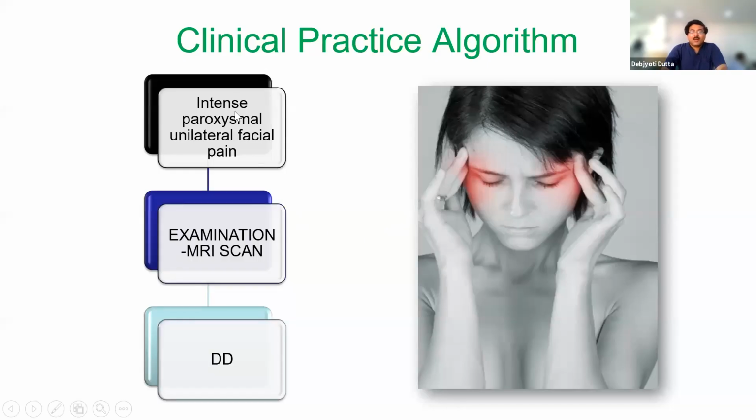Next, coming to the practicing algorithm. Whenever we get patients suspected of trigeminal neuralgia, we should not forget to do an MRI scan with the trigeminal neuralgia protocol. We need to find out whether any apparent vessels are present or not, whether any tumor or CP angle tumor is present or not. That's why the MRI is more important than the CT scan, and we usually ask for the MRI, not the CT scan. So you might find abnormalities.